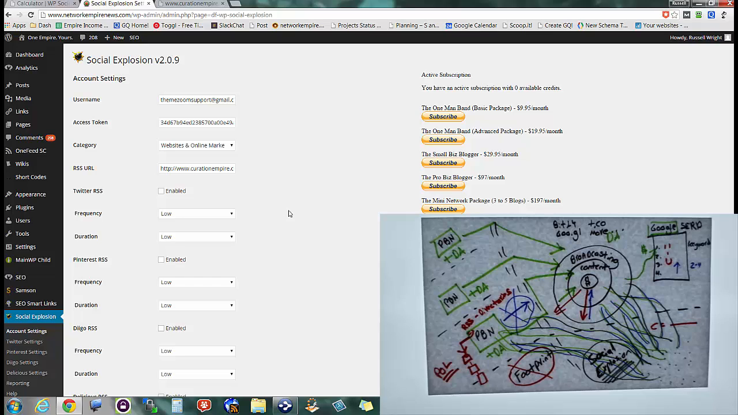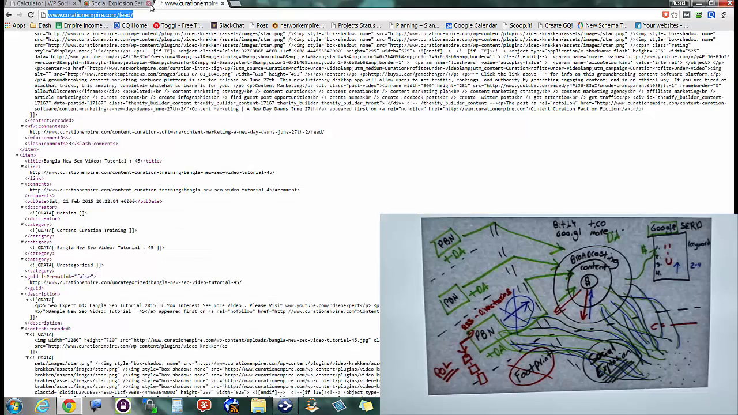Okay, so I need to start thinking about what's going on here. Why do I want to juice up Curation Empire? This is why we talk about different layers of our onion in our content broadcasting network. Do I really want to spend that money to juice up that site? Well, I have plenty of money. I could do that. But maybe I want to install this Social Explosion on here. Okay, does this belong to a different client? Well, this happens to belong to me.